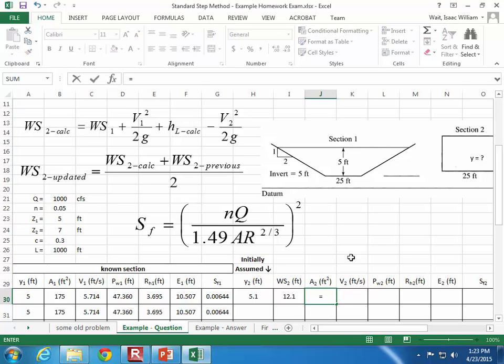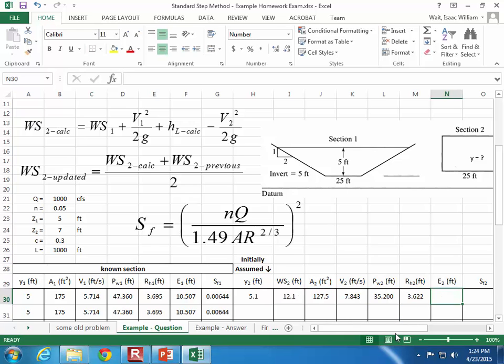The area at 2, for a rectangle, that's easy. It's just going to be the width of the channel, which is 25, times the depth. The velocity is Q divided by area. Q anchored divided by area. Wetted perimeter is the width of the channel, which is 25, plus 2 times the depth. Okay, hydraulic radius is area divided by wetted perimeter.